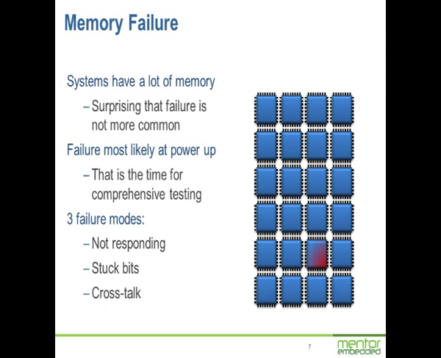Memory failure. We have a lot of memory nowadays. Embedded systems may have less than the desktop PC you have, but we do tend to have a lot of memory. And it's quite surprising, in my mind, that failure of memory is not a more common occurrence, because there's so much of it. Now, it depends on the circumstances. If you're maintaining the memory at an ambient temperature, you're not switching it on and off very often, you're not exposing it to radiation, the likelihood of failure is pretty small, because it would have failed almost as soon as it was produced, and it's been tested before you receive it.